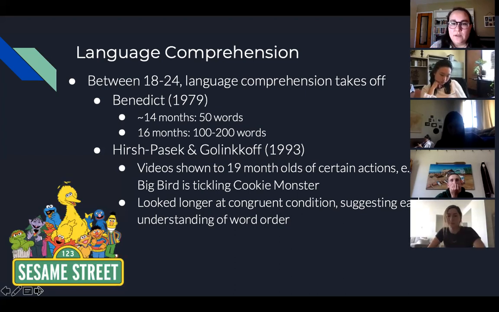So again, if the video was showing Big Bird tickling Cookie Monster, and that description is what the researcher read off, the child was paying more attention to that. They were looking at that longer in comparison to instances in which the description and what was happening in the video weren't matching up. And so this suggests to us that there's an early understanding that comes online at this point of word order as well, and understanding what the differences in word order can be suggesting or conveying to us.